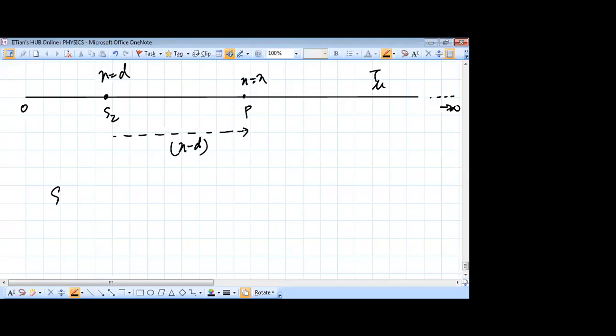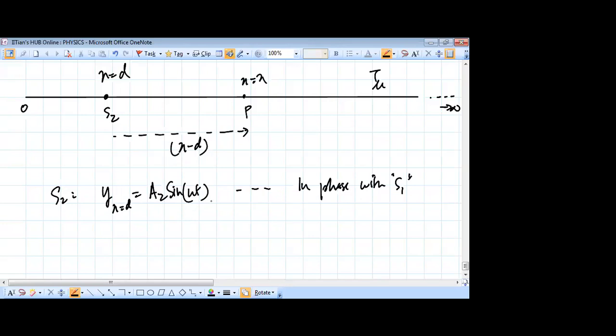So suppose the S2 source has an equation given by E2 sine omega t. Now why are we writing it like this? Because it is in phase with the source S1. We wrote S1 as sin omega t, so we will write this also as sin omega t.